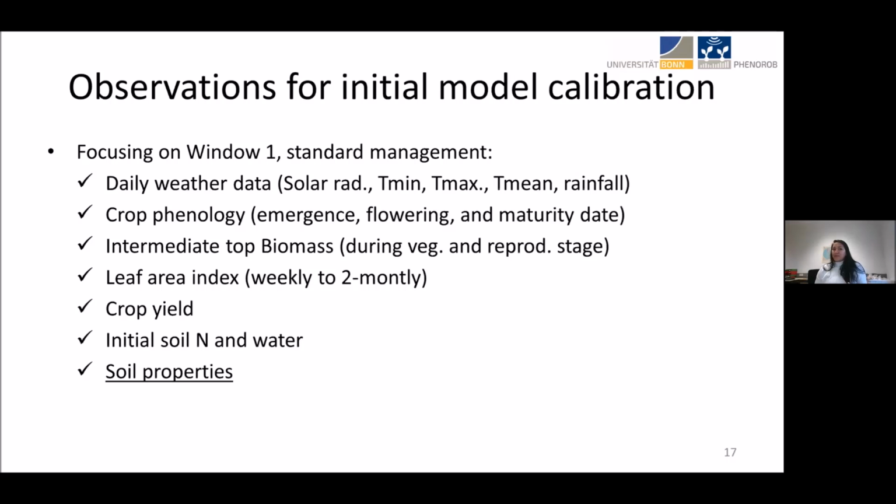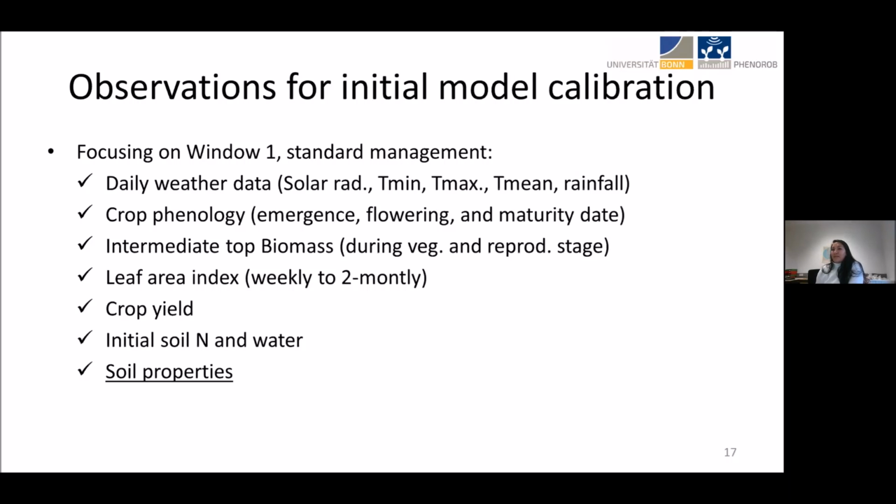Because in the model, so far we don't have any inclusion of, for example, incidence of weed or pest, so it will not be possible at the moment to simulate the dynamics of the other two windows. But in the future, we hope to be able to include also this part of the management within the model.